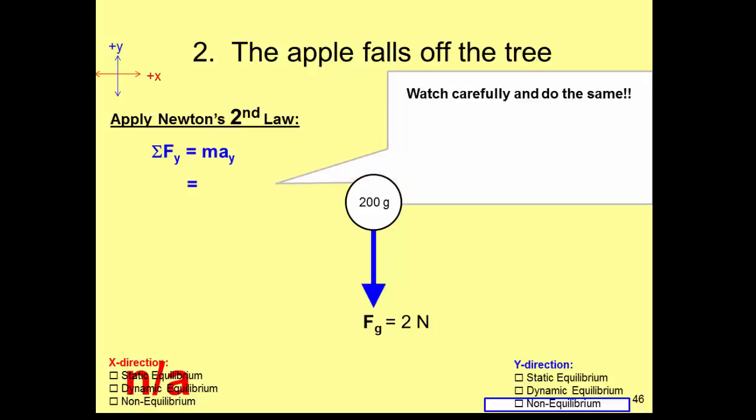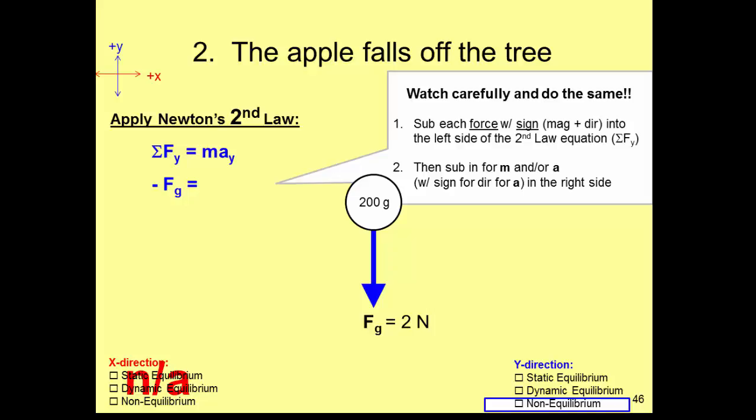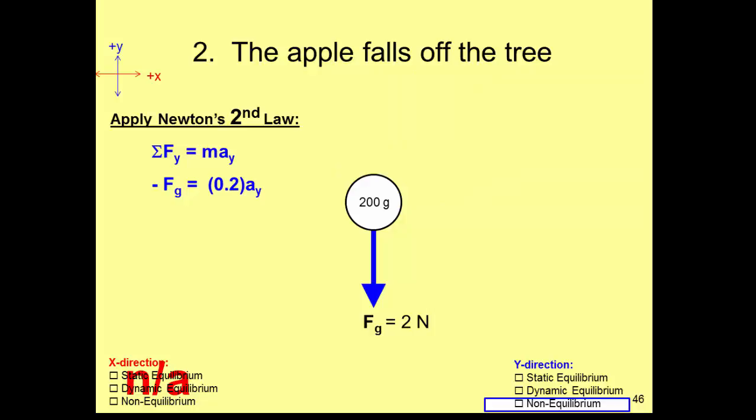We're going to use the same method we did last time, and watch carefully and follow this methodology. Let's plug in all of our forces on the left side, and we'll plug in any knowns that we have on the right side. So on the left side, we're going to plug in our forces with our signs. We only have one force in this case. That force is Fg, and that Fg is acting downward, so that's a negative sign. On the right side, we're going to substitute in 0.2 kilograms for our mass, and our Ay is unknown.